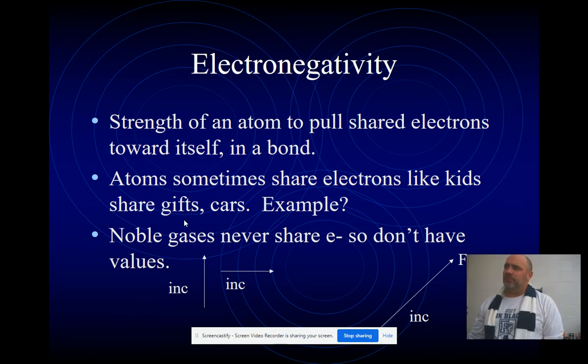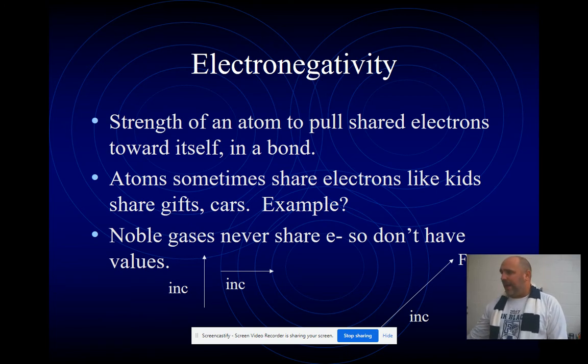Maybe if you and a sibling had to share a Christmas present or a car, you don't probably share as equally as your parents would like. And a little trick for this one, noble gases never share electrons, so they are not assigned an electronegativity value.